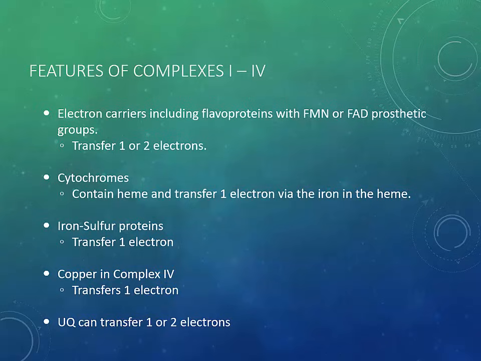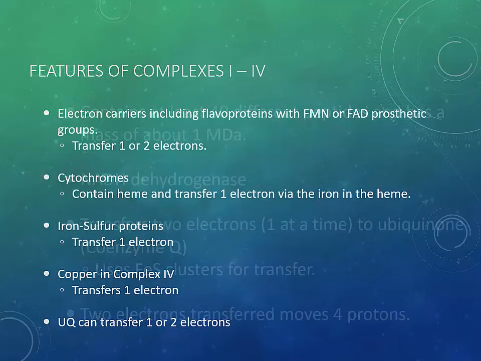So for complexes 1 through 4, they all have a few things in common. They use electron carriers, including flavoproteins, and these may have flavin mononucleotide or flavin adenine dinucleotide prosthetic groups, and they will transfer 1 or 2 electrons. We also will see cytochromes, and they're going to contain heme, which is a structure you absolutely must know, and these are going to transfer 1 electron at a time via the iron in heme. Also, we will see iron-sulfur proteins. These transfer 1 electron. Copper in complex 4 is going to transfer 1 electron, but ubiquinone itself can transfer 1 or 2 electrons at a time.